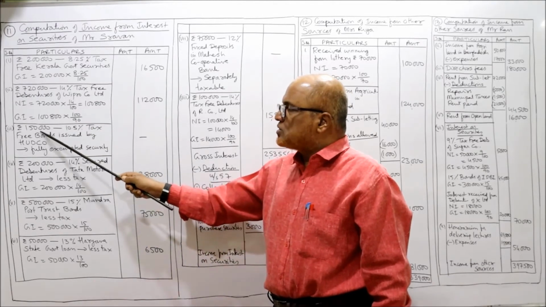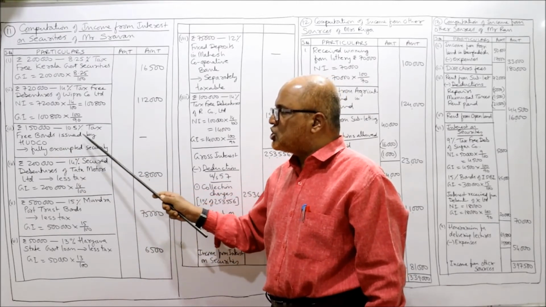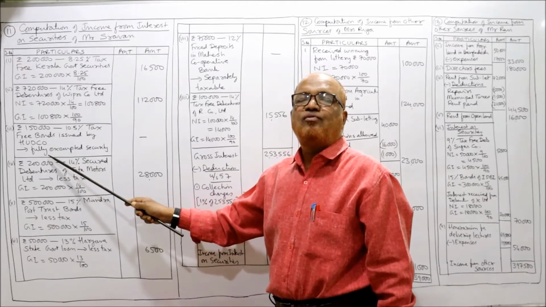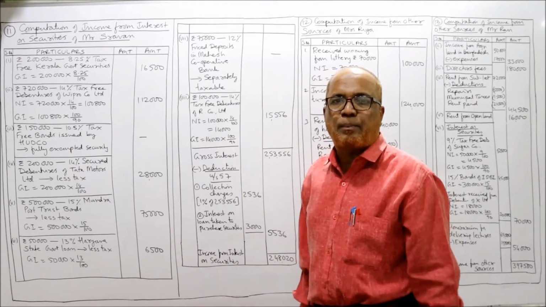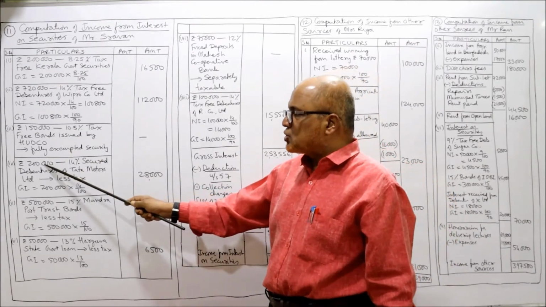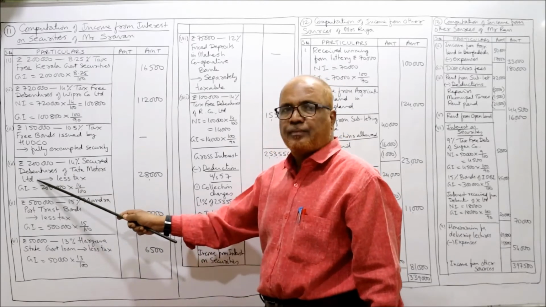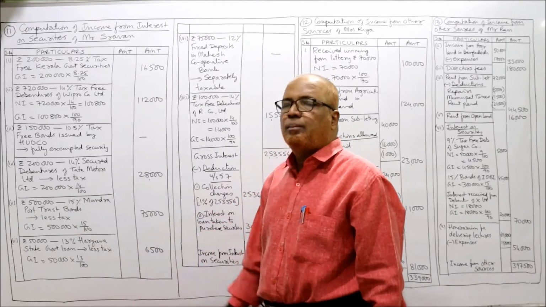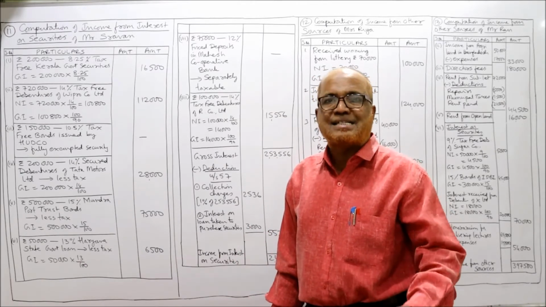Next one, rupees 1 lakh 50,000, 10.5% tax-free bonds issued by HUDCO. It is a fully exempted from tax security. No tax is applied on interest on this security. Put a dash. Rupees 2 lakh, 14% secured debentures of Tata Motors Limited. 14% secured debentures. It is not given tax free.